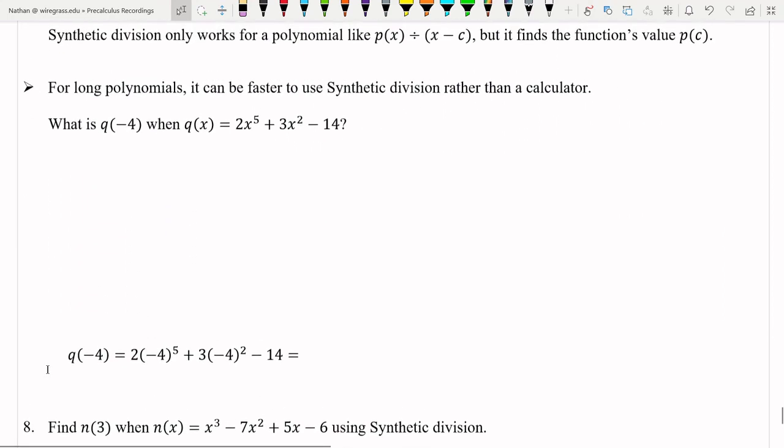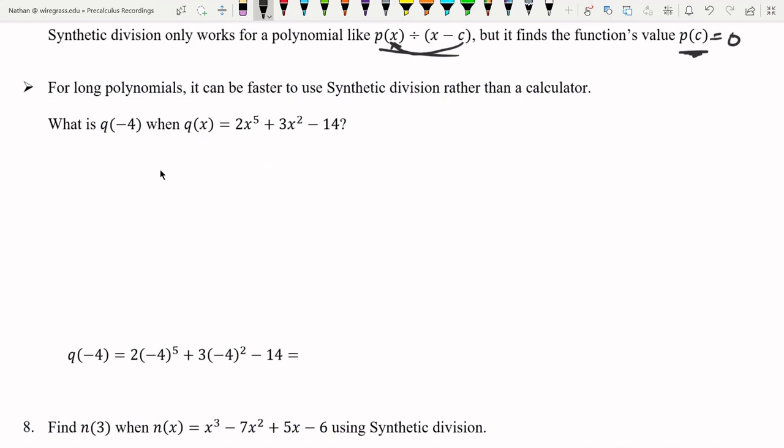The last thing I want to look at here is that synthetic division only works for these polynomials to divide them, of course. But what it's actually doing is finding the function's value for p of c. So if you plug this value into the function, that's what synthetic division does. And if synthetic division gives you 0 as a result, that means p of c equals 0. That is a zero of the function. It's an x-intercept, which is exactly what we were looking for. For some long polynomials, this can be easier to use rather than a calculator because you have to type in all the powers. But it's kind of up to you.